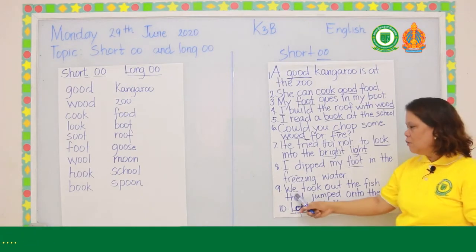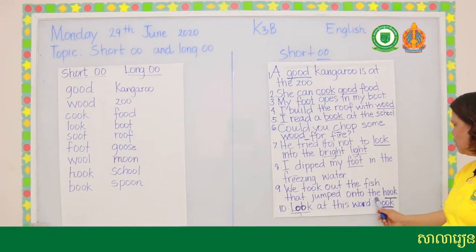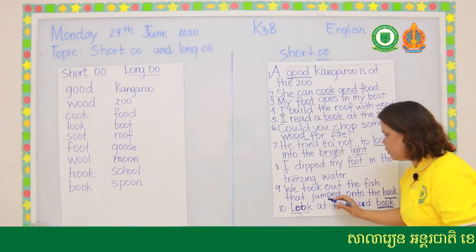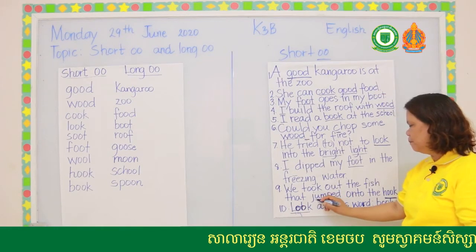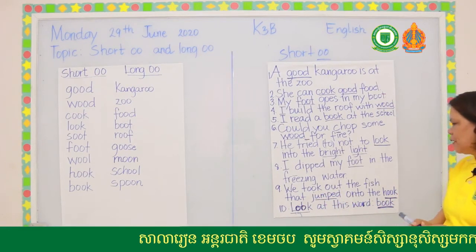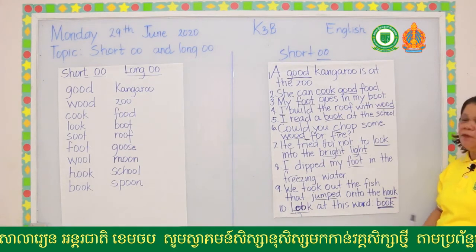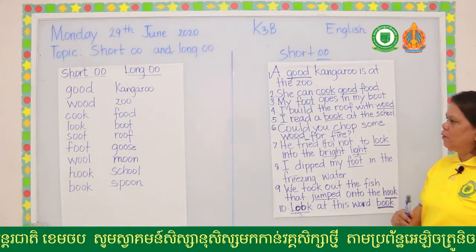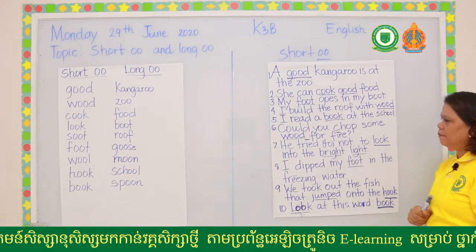Number 9, we took out the fish that jumped onto the hook. This is jump, no jump head, okay? Remember, jump, no jump head. Look at this word, book. Okay, one more time. Then I give you 5 minutes to read by yourself, and I want you to listen.